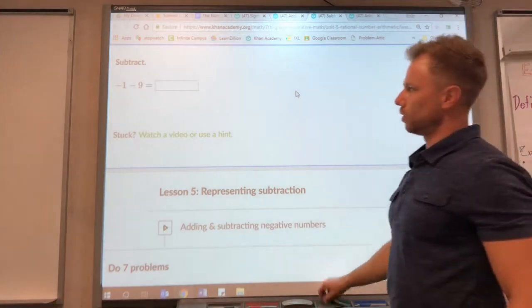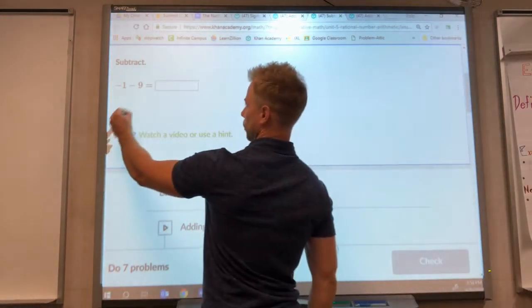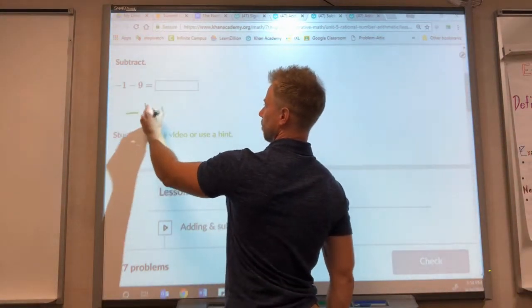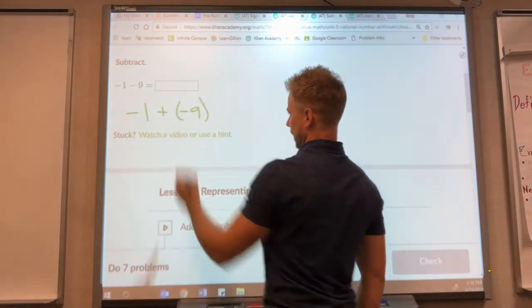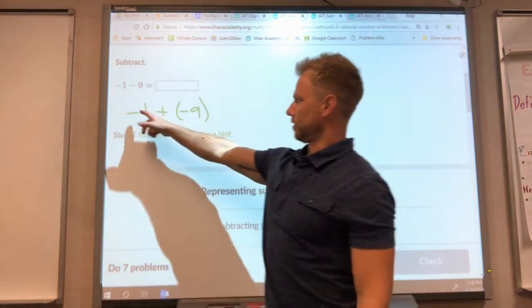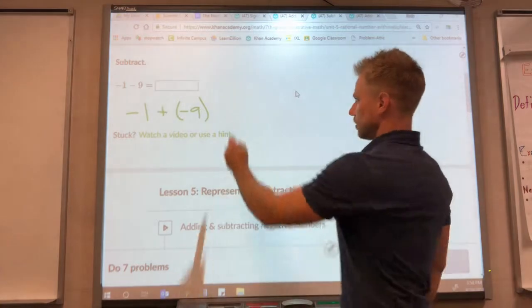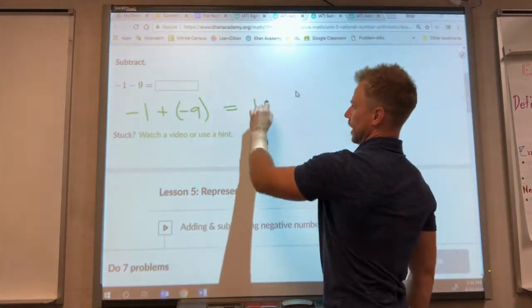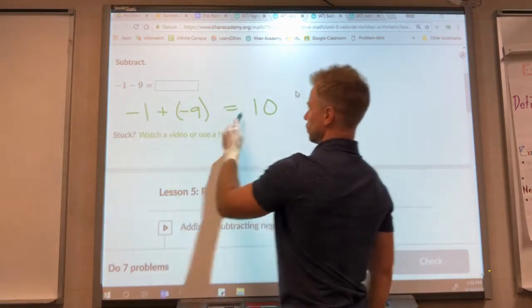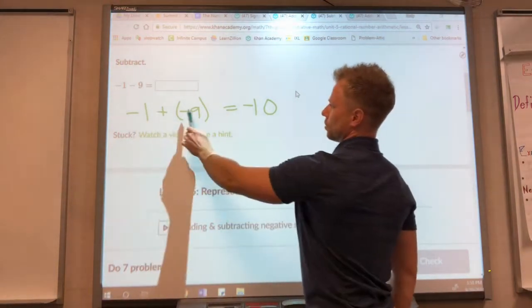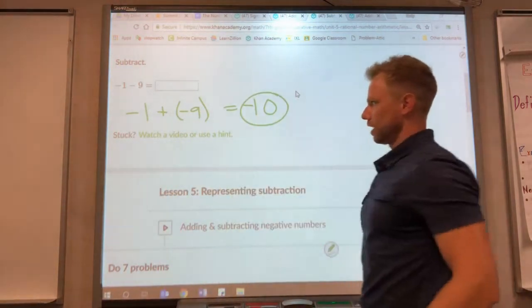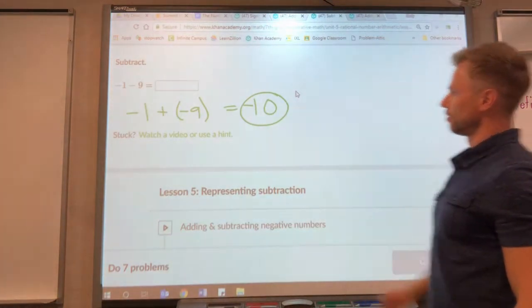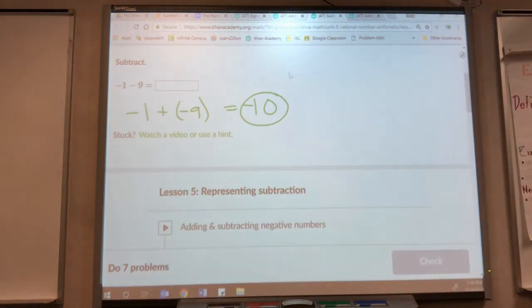Okay, again, we want to put a plus in between, so we'll rewrite that as -1 plus -9. Now we look at the signs, we can see they're both negative. That means they are like, so we'll add. 1 plus 9 is 10. Keep the original sign. They're both negative. The original sign is negative, so the sign of our final answer is going to be negative. We get a -10.